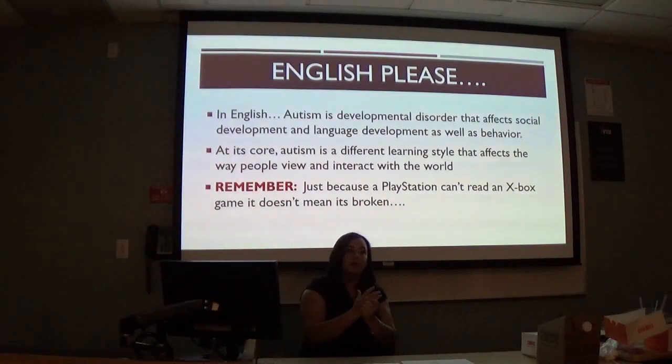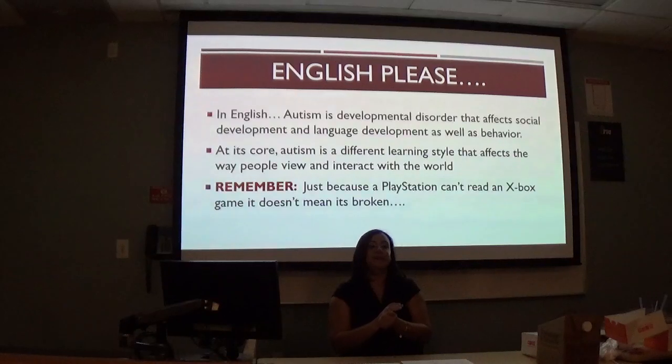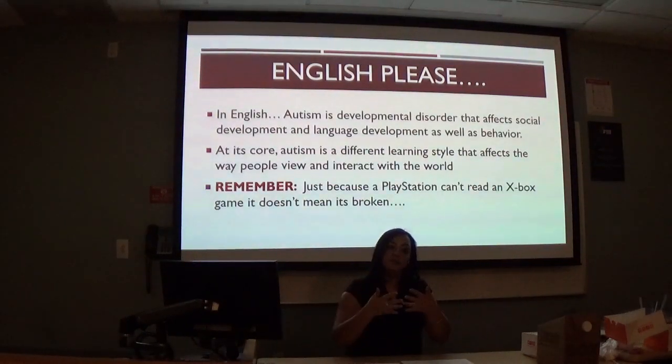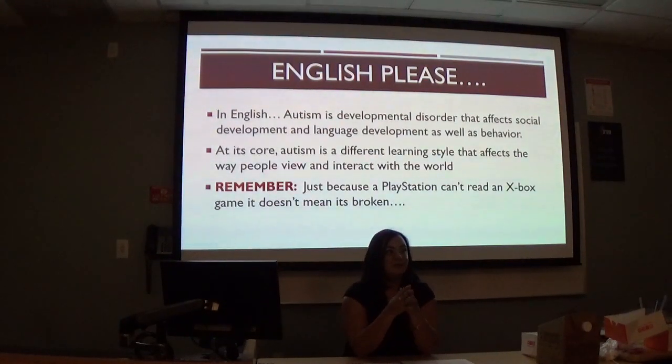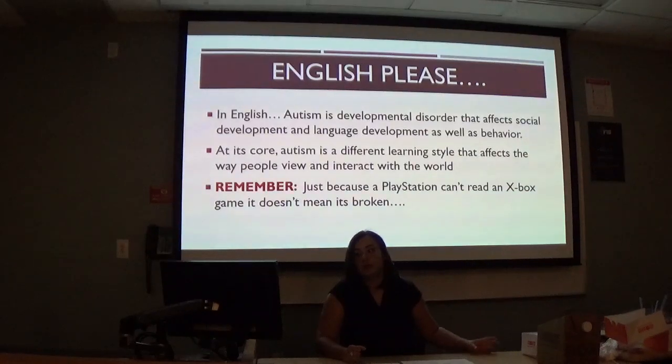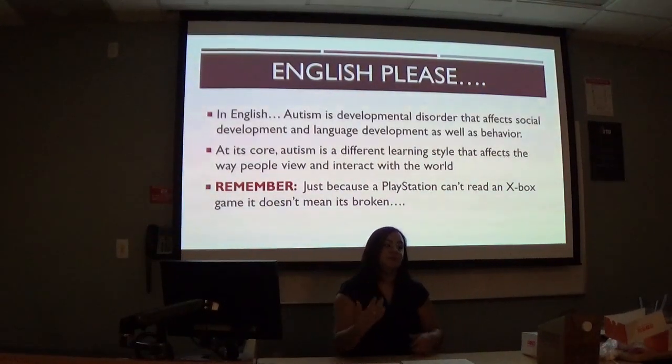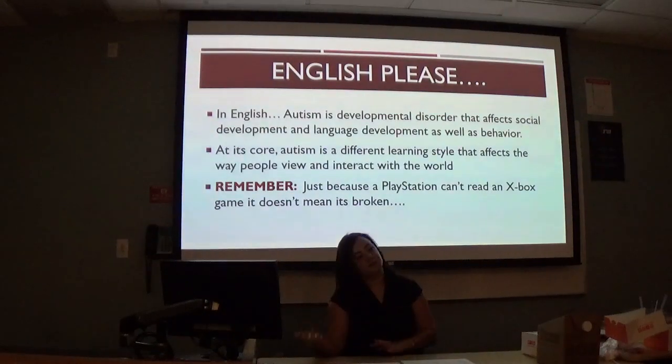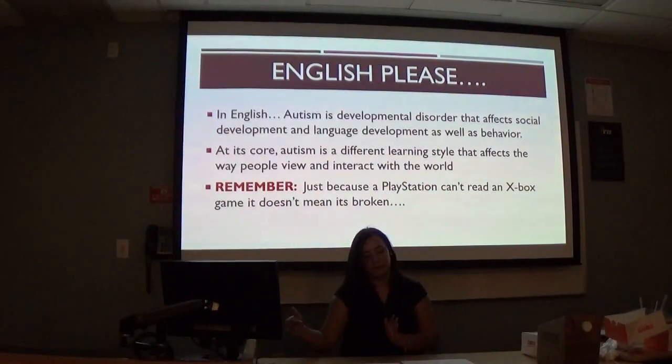And at its core, what I like to explain to people is having autism is basically like having a different learning style. It affects the way you view and interact with the world, but it doesn't mean you can't learn. And you want to make sure that you have the ability to teach the learner in the language that they're able to learn in. And that's what I feel like ABA in general helps bridge that gap from that style of learning, which is a different and peculiar type of learning, to the way neurotypical human beings learn.